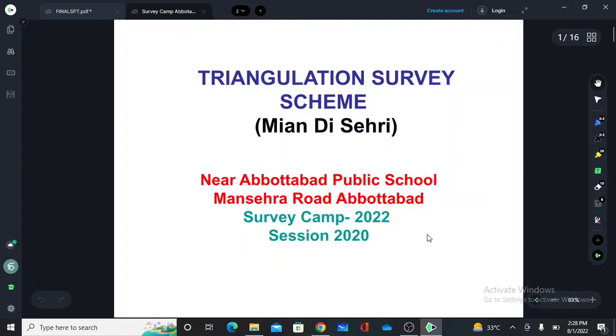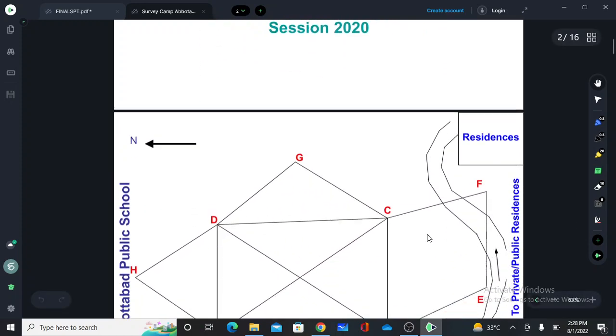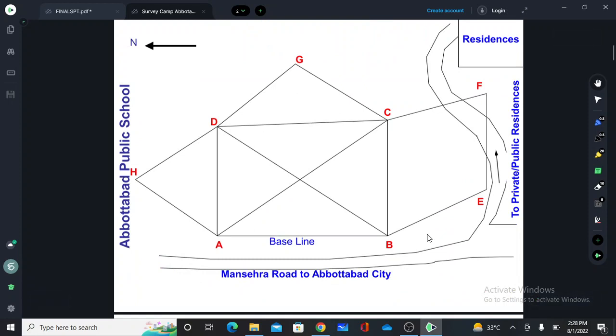Bismillahirrahmanirrahim. Today's lecture is about triangulation survey at site near Aptabad Public School. So this is a general layout of the scheme.